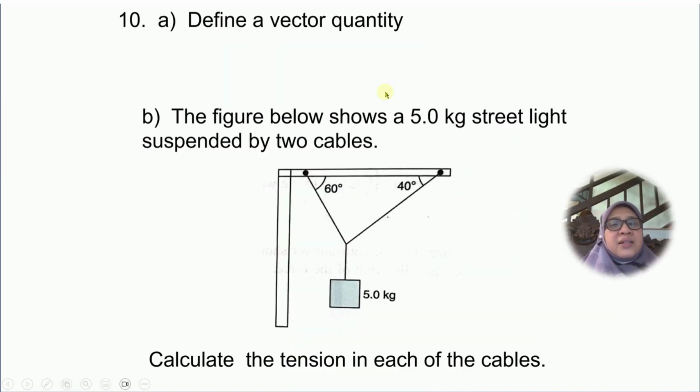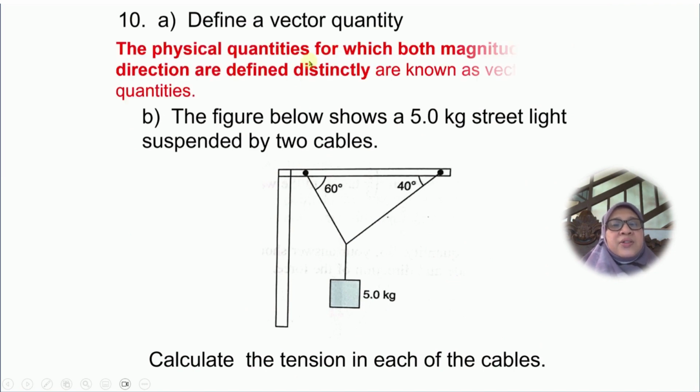And lastly, question 10. Define a vector quantity. So what is a vector quantity? The physical quantities for which both magnitude and direction are defined distinctly are known as vector quantities. Okay, question B.